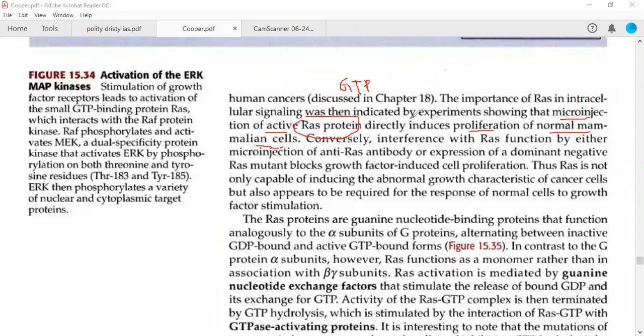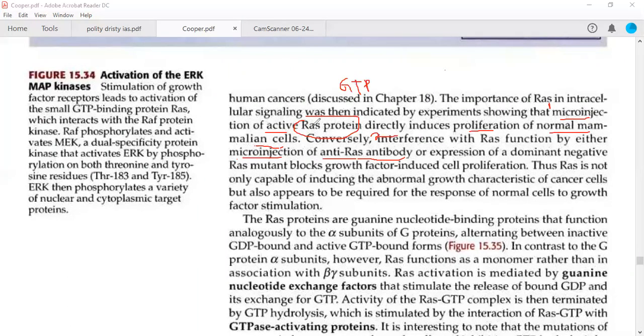The second thing, so this microinjection was the first thing which was reported. The second thing is interference with RAS function by microinjection of anti-RAS antibodies. Suppose you are injecting antibodies against this particular active RAS protein, so what will happen? These antibodies will neutralize the active RAS protein, so that RAS will not be available in the cell to do proliferation signaling.